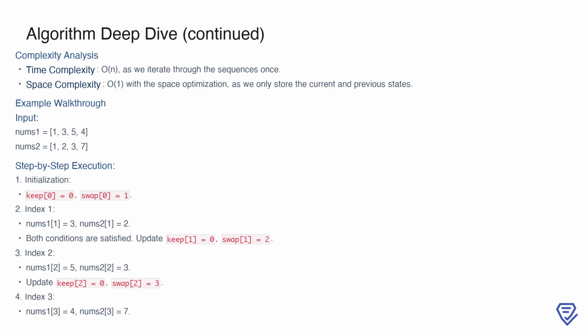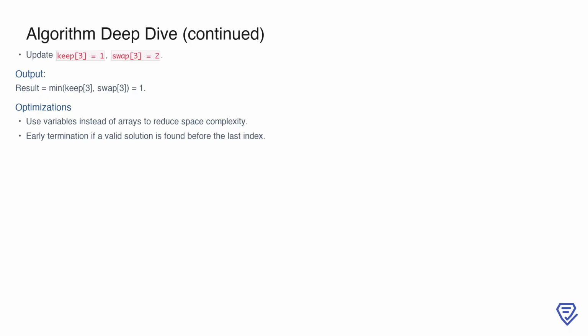Moving to index 2, nums1[2] is 5, and nums2[2] is 3. Again, both sequences remain strictly increasing, so keep[2] stays 0 and swap[2] is updated to 3. Finally, at index 3, nums1[3] is 4, and nums2[3] is 7. At index 3, nums1[3] and nums2[3] require careful consideration.